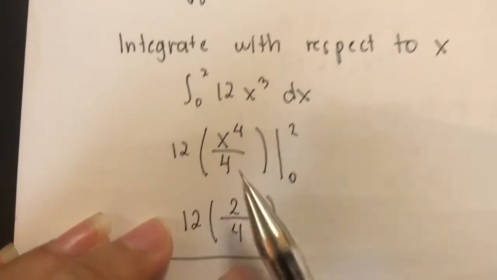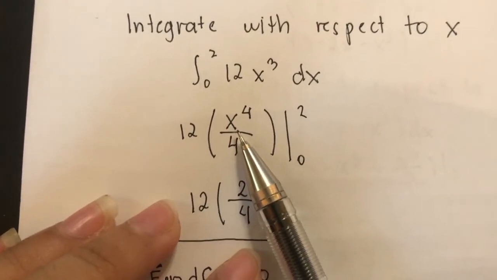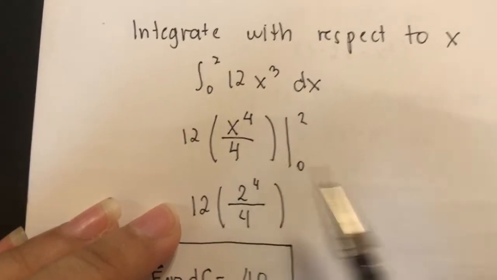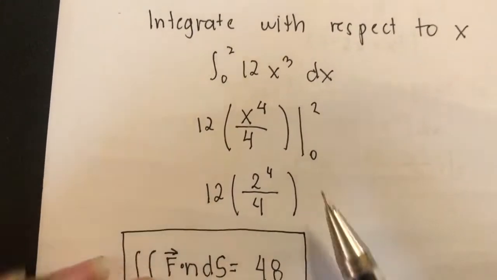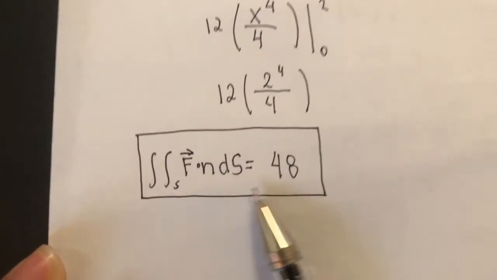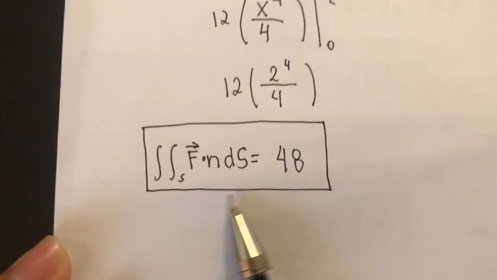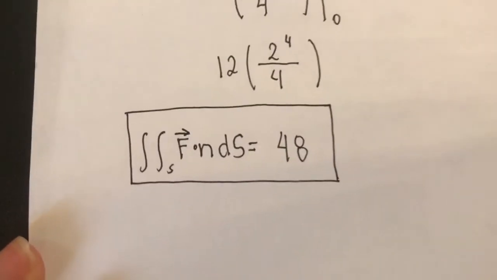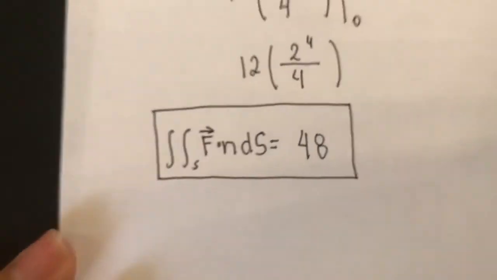we get 12 times x to the 4th over 4 running from 0 to 2. Evaluating gives us 12 times 2 to the 4th over 4, and finally giving us the answer of 48. So this is our value of the surface integral using the divergence theorem.